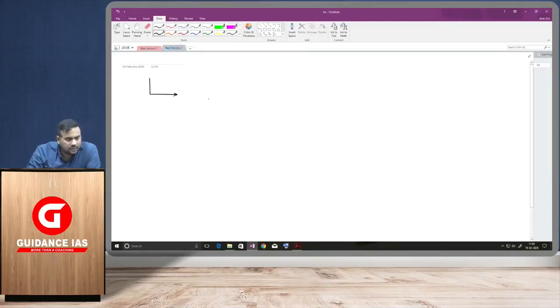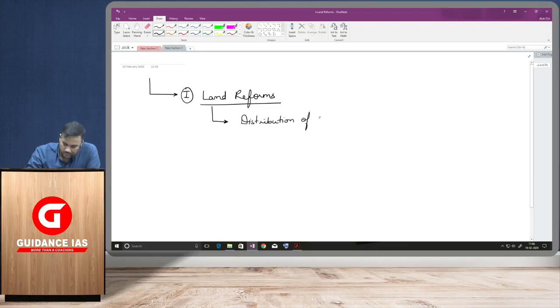A number of factors we can very clearly see. One important factor, starting with independence, has been land reforms. So what have land reforms done? Land reforms have led to the distribution of surplus land to landless laborers.